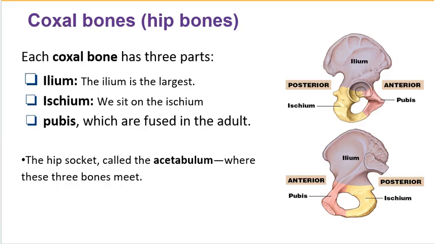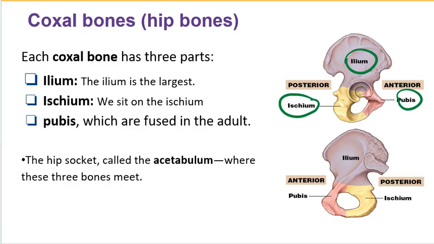Let's continue with the coxal bones, or hip bones. Before puberty, each hip bone was three separate bones: the ilium, pubis, and ischium. Then they fused together, and right now we have just one piece of hip bone. But we can still define these parts. The ilium is the top part and the largest part of the hip bone. The pubis is the anterior and inferior part of the hip bone, and the ischium is the posterior and inferior part of the hip bone.